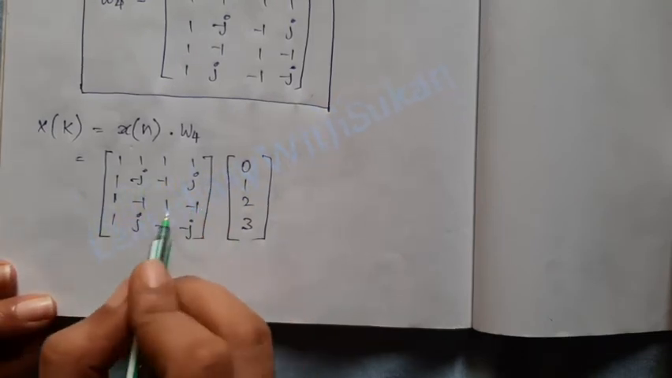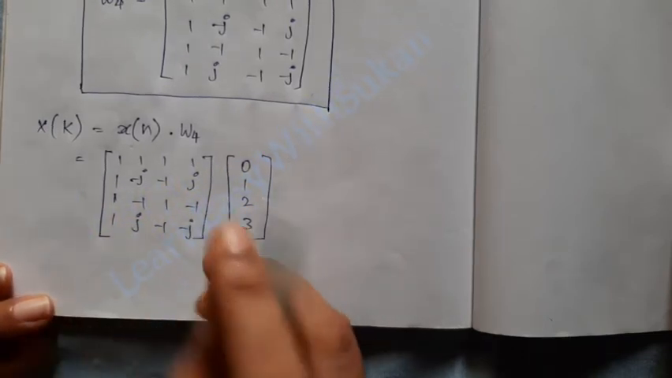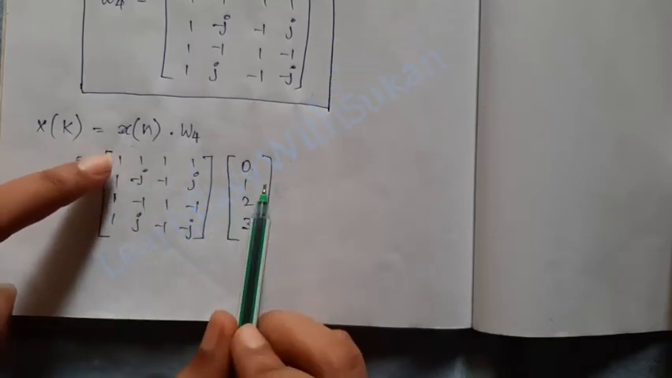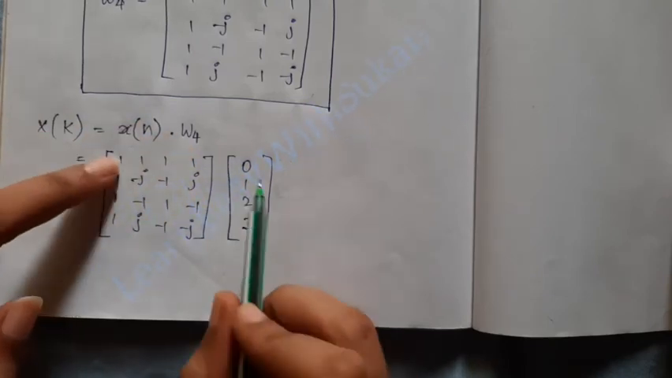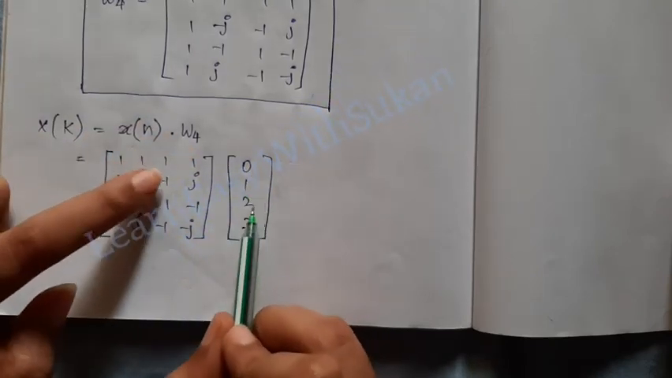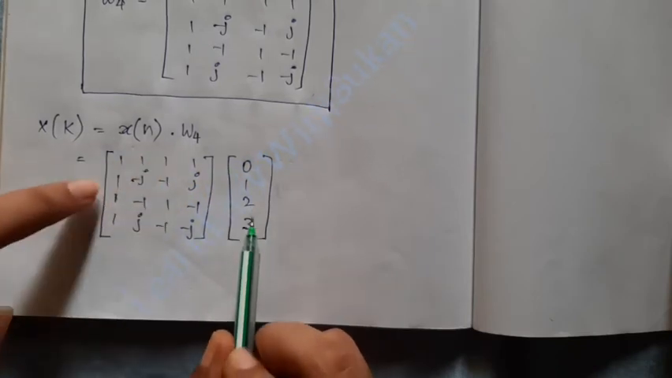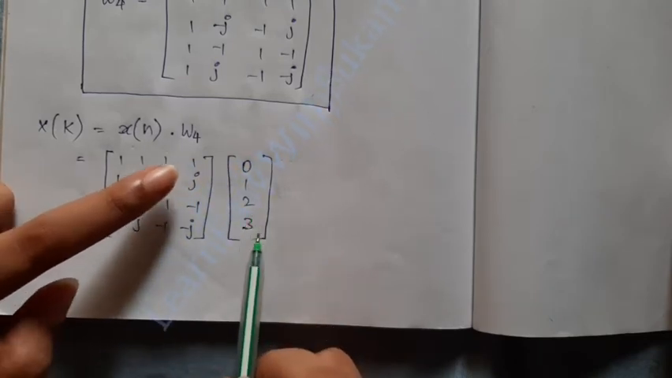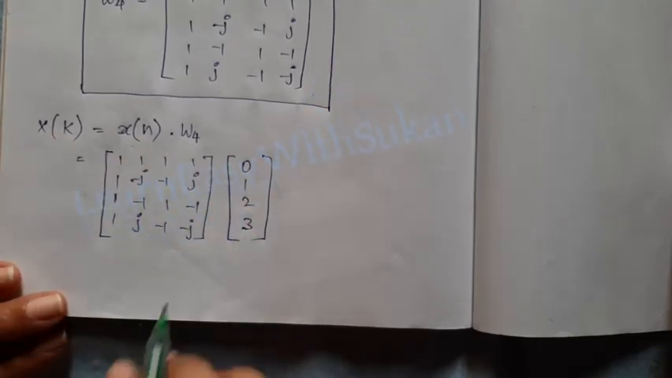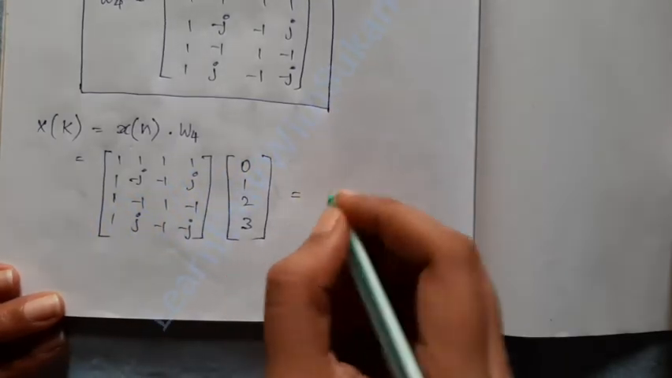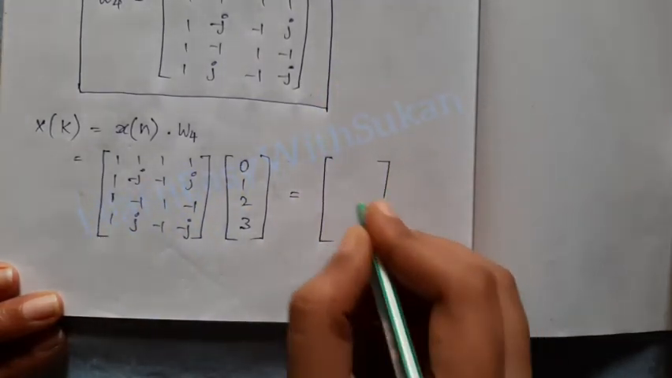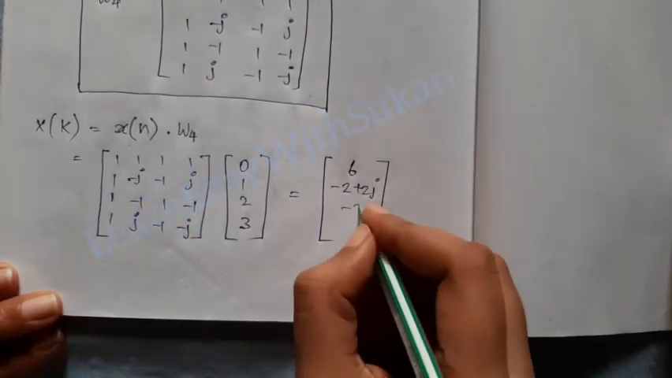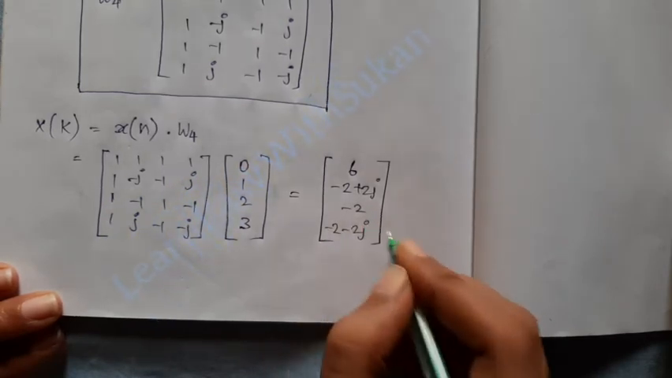Okay, now as usual we know the matrix multiplication. I am explaining for the first one alone. Here row and here column multiplication: 1 into 0 plus 1 into 1 plus 1 into 2 plus 1 into 3. For the second, 1 into 0 plus minus j into 1 plus minus 1 into 2 plus j into 3. So like that each and every element we have to do, and finally we will get the answer as 6, minus 2 plus 2j, minus 2, minus 2 minus 2j.